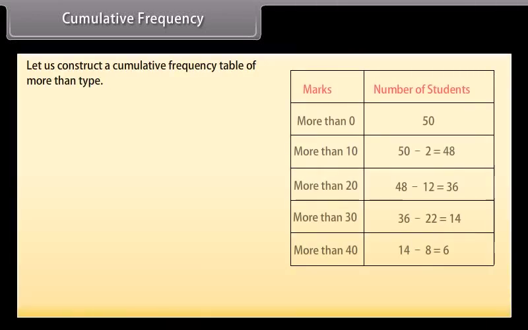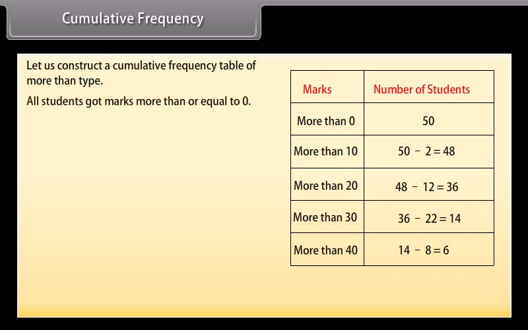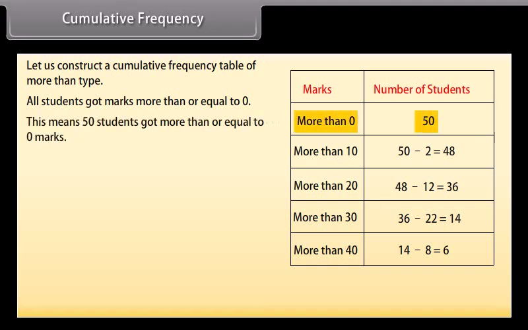Let us construct a cumulative frequency table of more than type. Let us know the method of calculating cumulative frequency table of more than type for the above data. Here, all students got marks more than or equal to 0. This means 50 students got more than or equal to 0 marks.